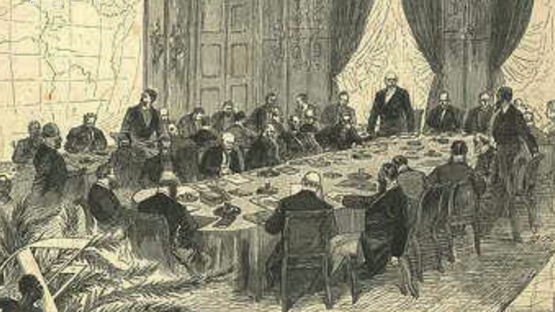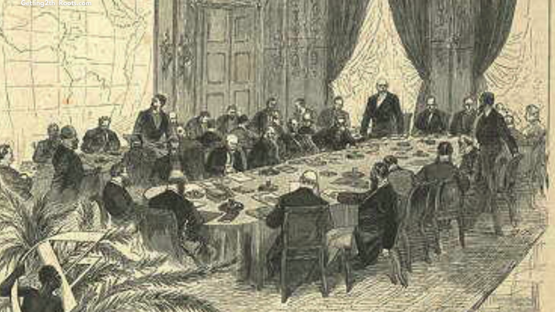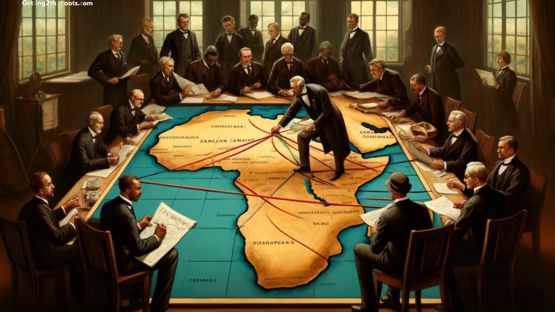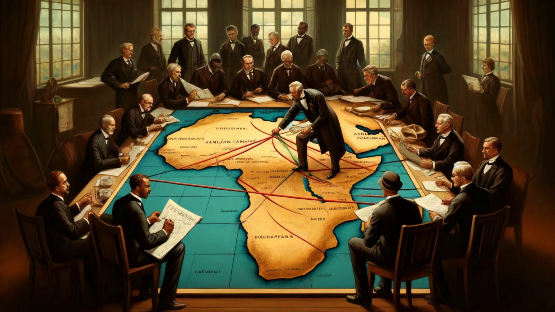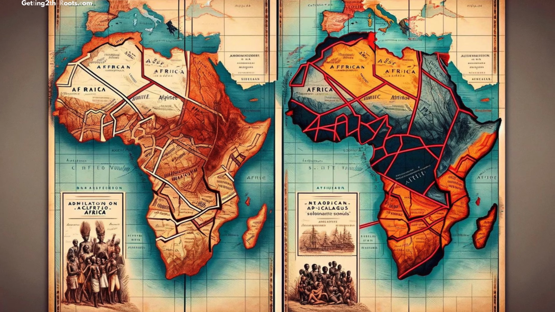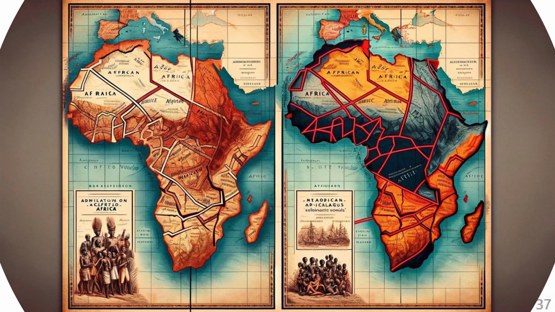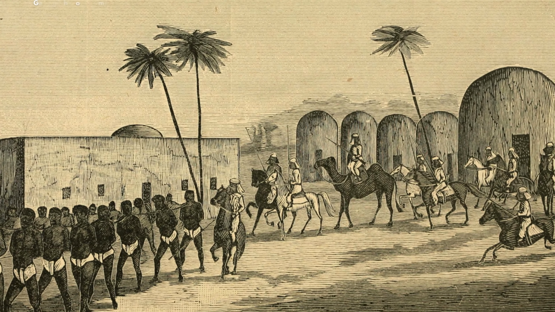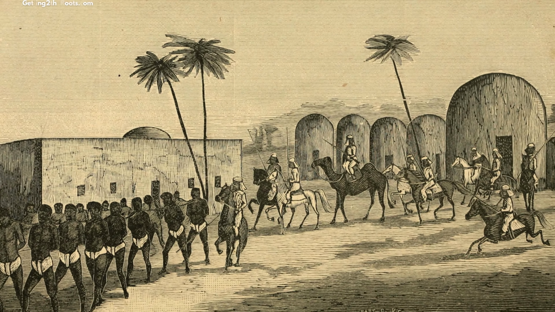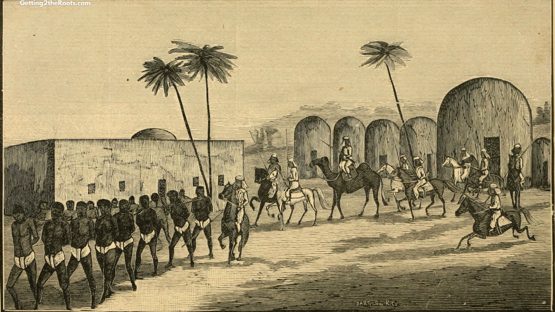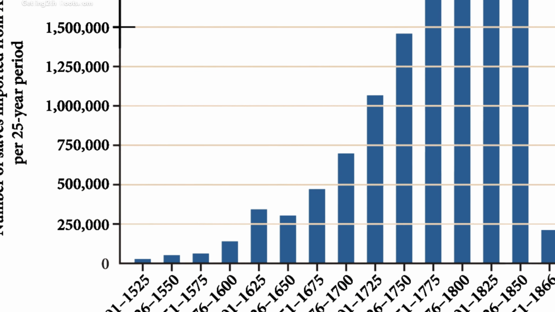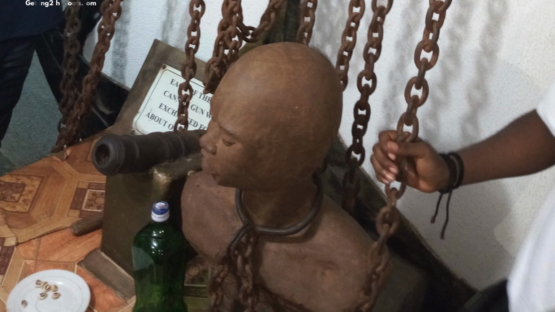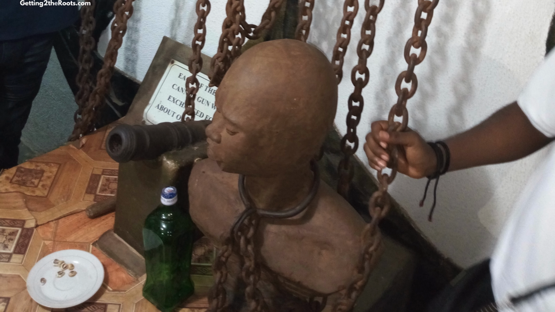The infamous Berlin Conference of 1884-1885 epitomizes these tactics. Without African representation, European nations divided the continent into territories that disregarded existing cultural, political, and linguistic boundaries. This arbitrary partitioning sowed the seeds of long-term political and social instability across Africa. The effects of this are evident in numerous border disputes and ethnic conflicts that persist to this day.